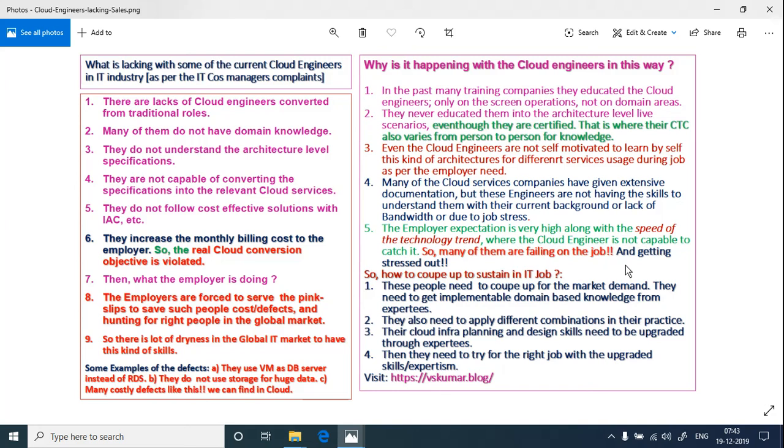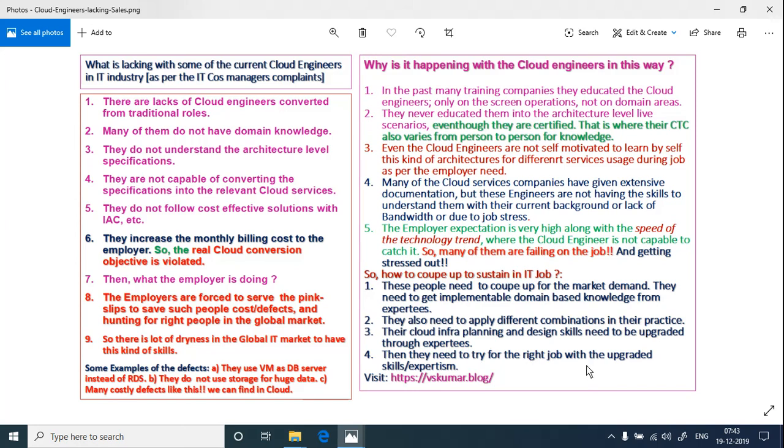So how do they cope to sustain an IT job? These people need to cope with the market demand. First thing, what is that? They need to get implementable, domain-based knowledge from expertise. So how to do that? They also need to apply different combinations in their practice by learning them. Their cloud infra planning and design skills need to be upgraded through expertise. Then they need to try for the right job with the upgraded skills or expertise.